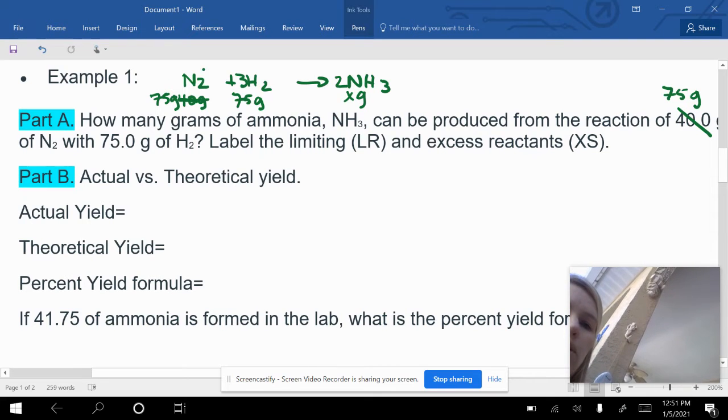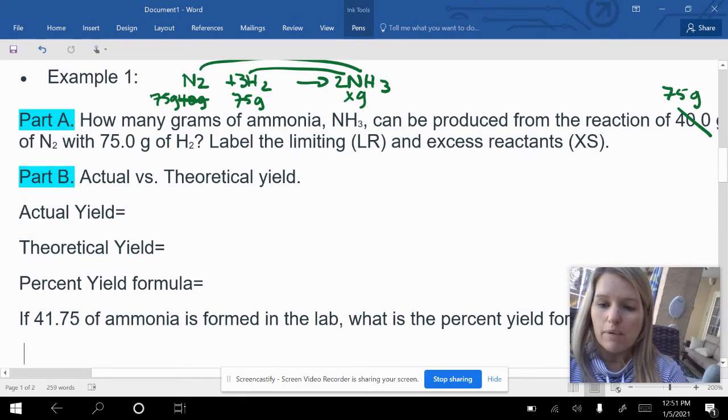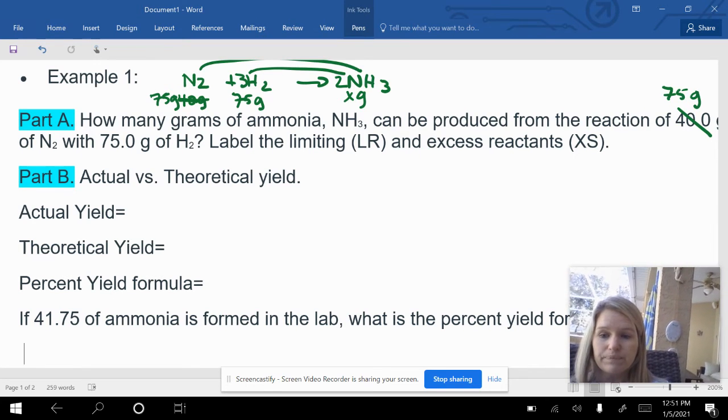So what you have to do is you compare both of these to the ammonia, and you're looking to see which one produces the least amount. And whichever one produces the least amount is the one that is going to be our limiting reactant. Okay?